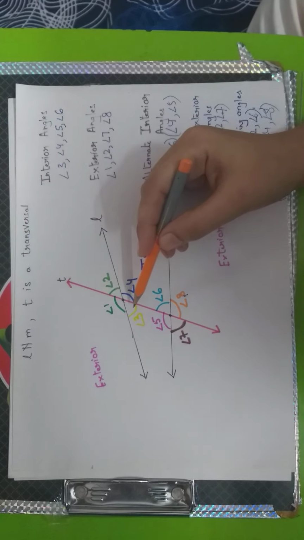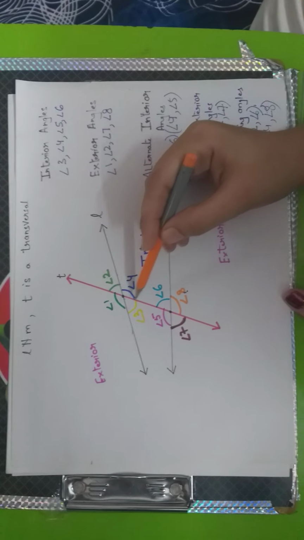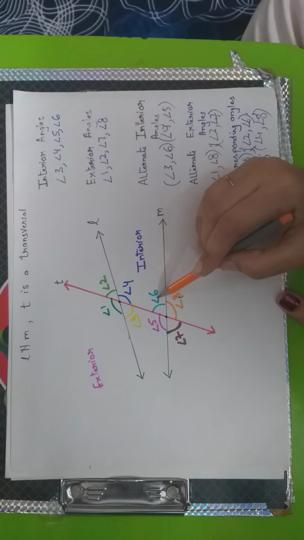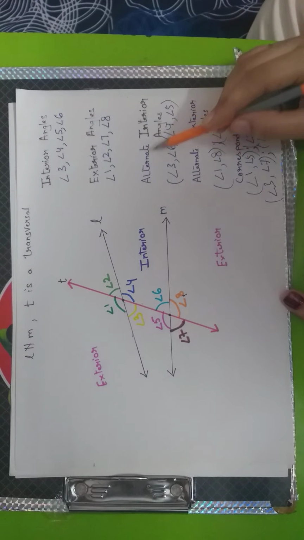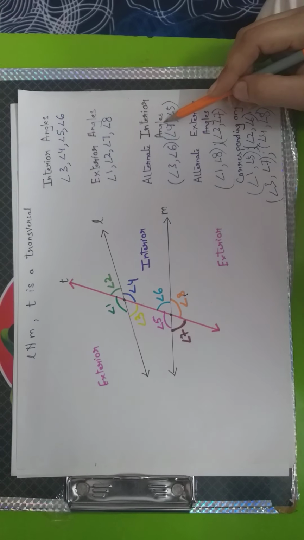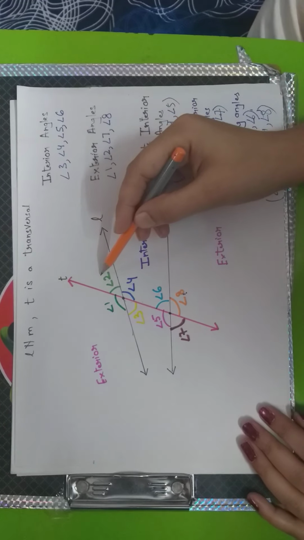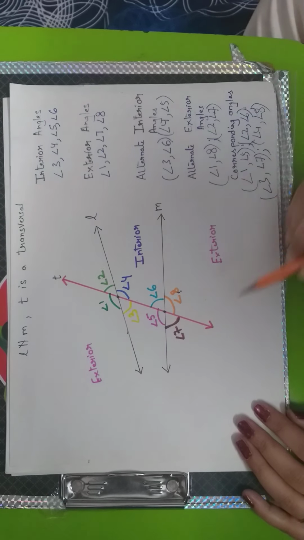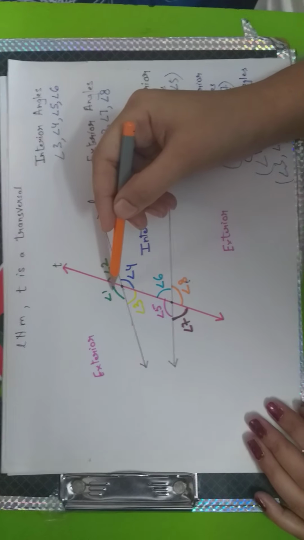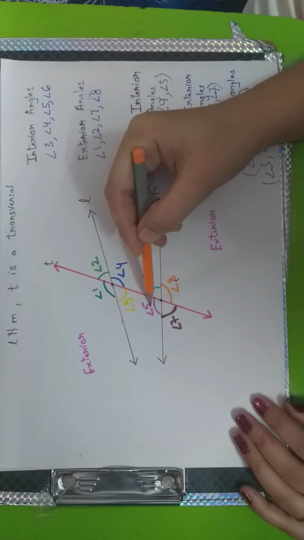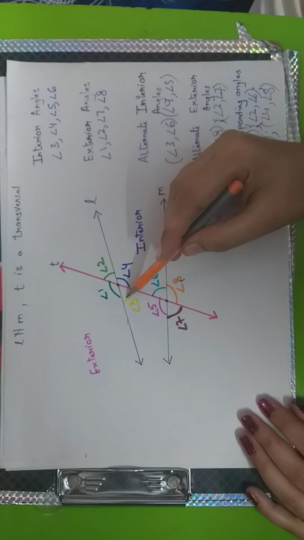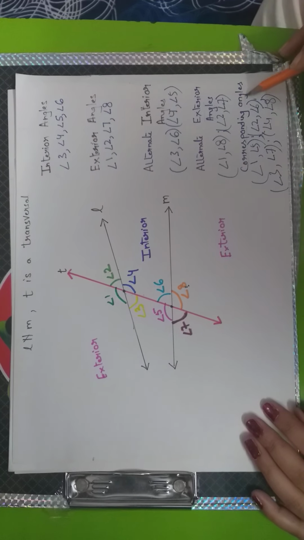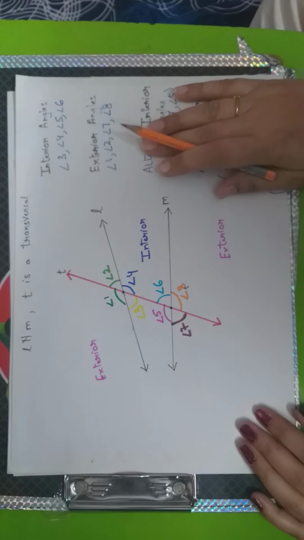The angles which are interior but in alternate positions are called alternate interior angles. Suppose 3 and 6, 4 and 5; they both are alternate interior angles. Similarly, angle 1 and angle 8, angle 2 and angle 7 are alternate exterior angles. And the angles which share the same position, angle 1 and angle 5, angle 2 and angle 6, angle 3 and angle 7, angle 4 and angle 8, are called corresponding angles. So this we have done in the previous class.